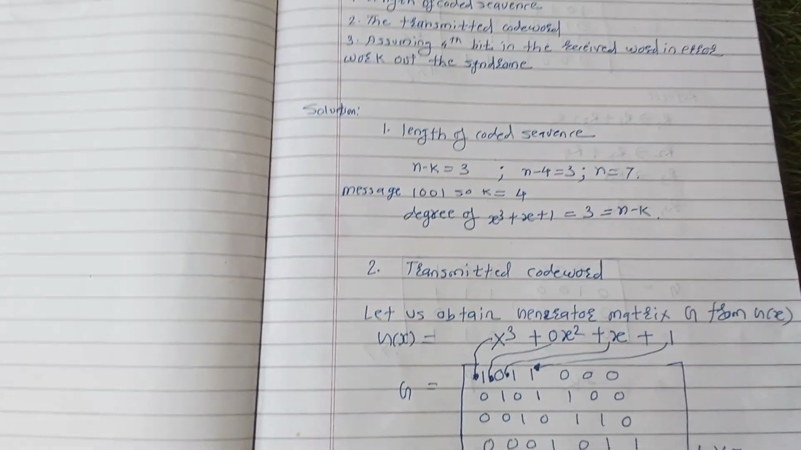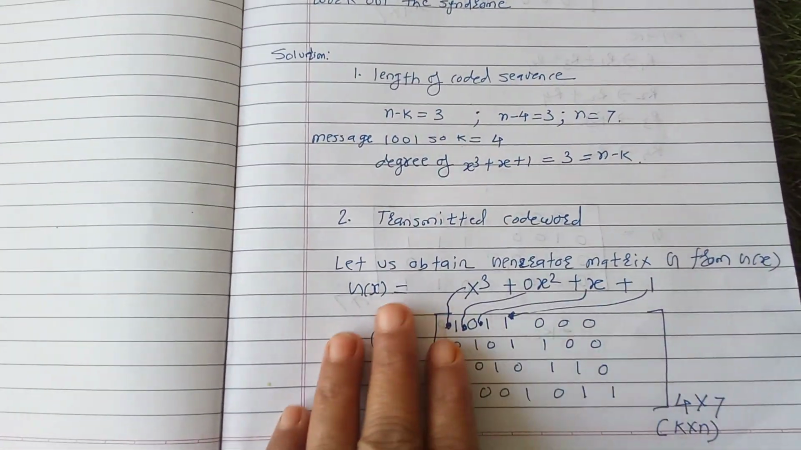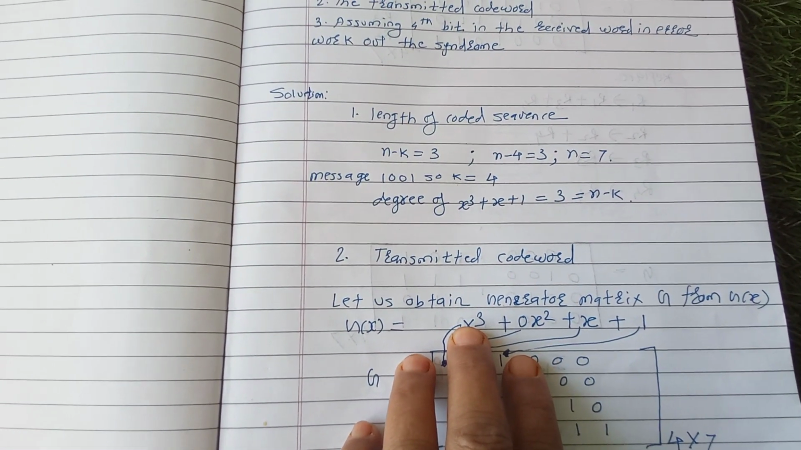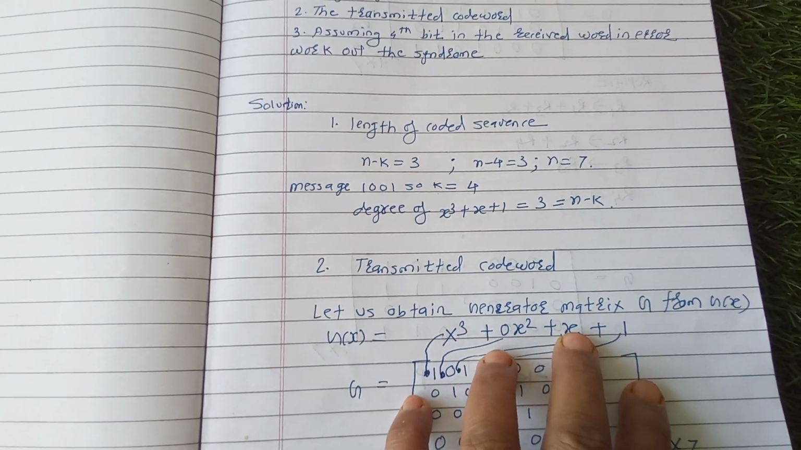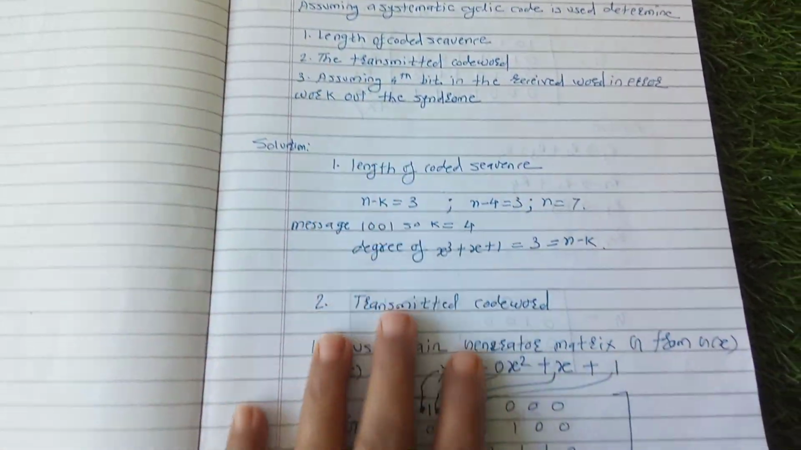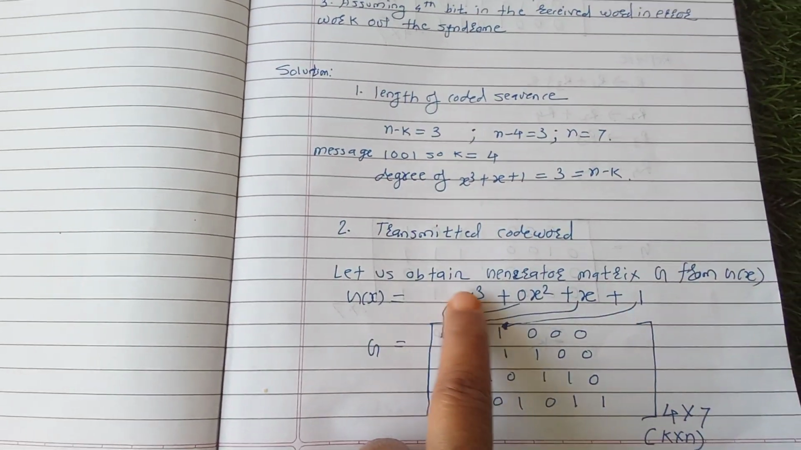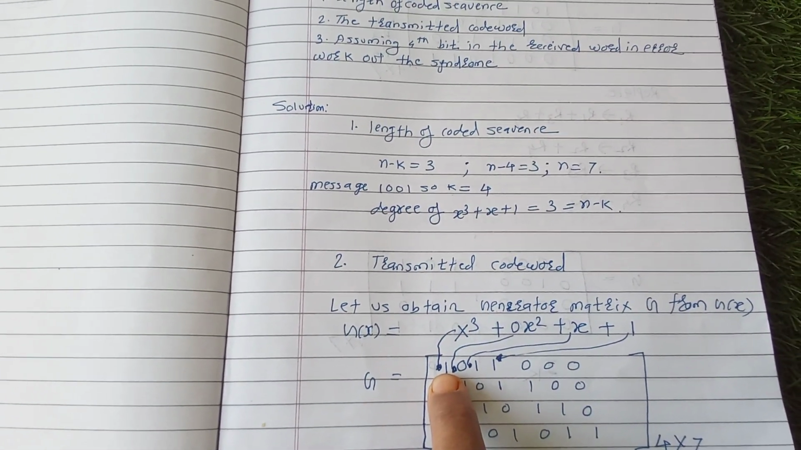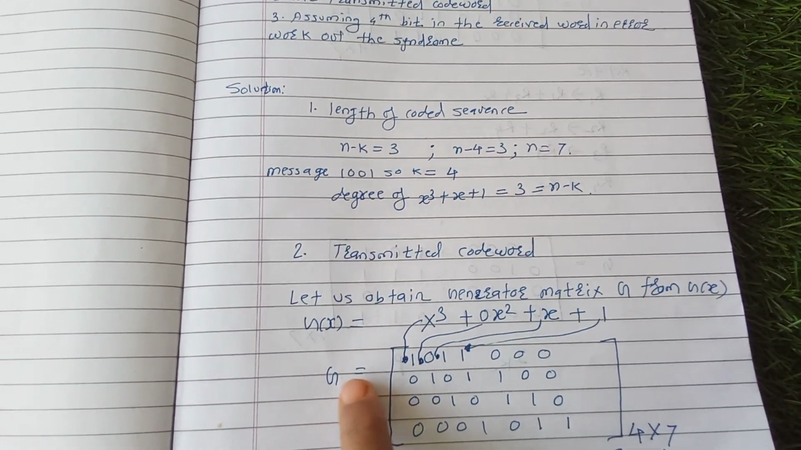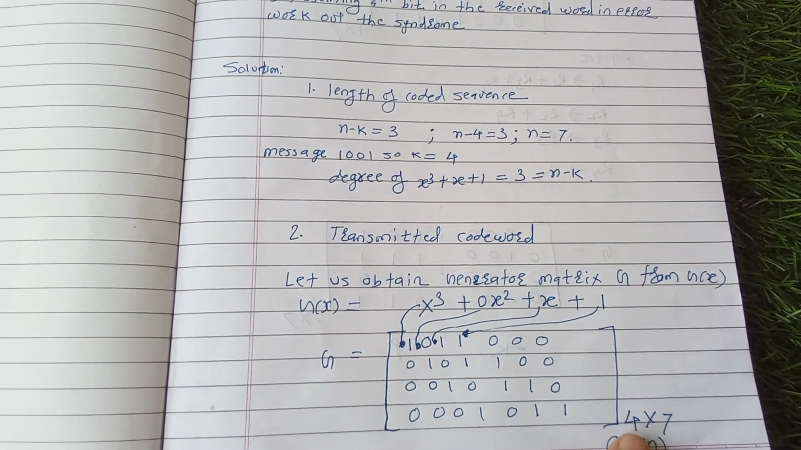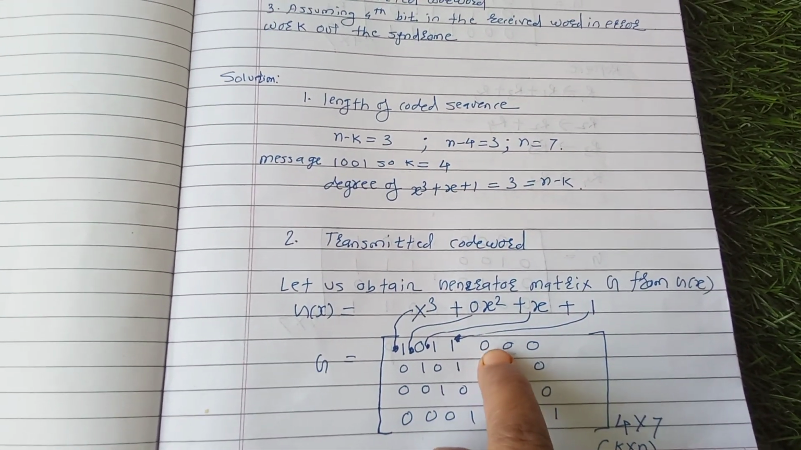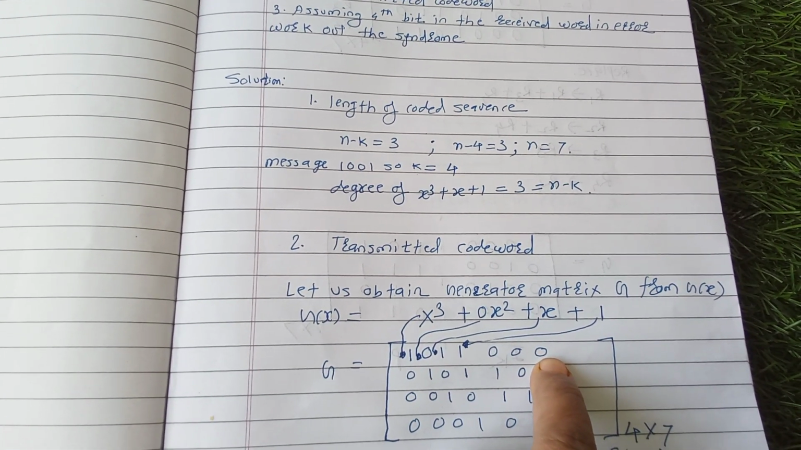So the generator matrix, we already know how to form it. The generator matrix can be formed by the generator polynomial. This is the generator polynomial: x cube plus 0 x square plus x plus 1. There is no x square term, so we have written it as 0x square. So write down the coefficients of all the powers: 1, then 0, then 1 and 1. The generator matrix is of dimension 4 by 7, that means 7 columns are there. So the remaining 3 bits are written as 0.